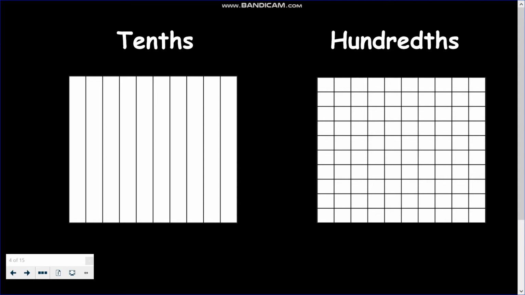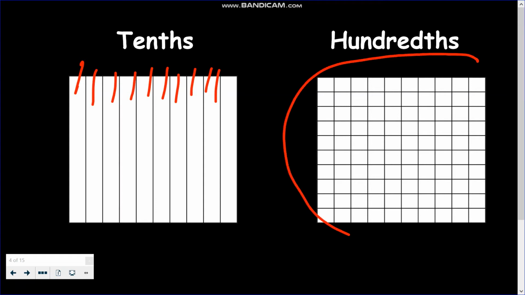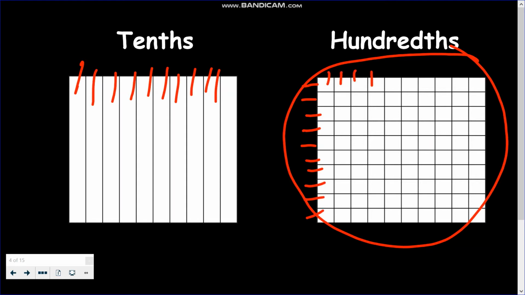Now let's say I wanted to have even smaller pieces. Suppose I want to divide my whole into even smaller pieces. Well, I could take each of these 10 and divide them into 10 equal pieces. I would have this picture. Now my whole has been divided into 100 little blocks because there are 10 rows, 1, 2, 3, 4, 5, 6, 7, 8, 9, 10, and there are 10 columns, 1, 2, 3, 4, 5, 6, 7, 8, 9, 10. And 10 times 10 is 100.